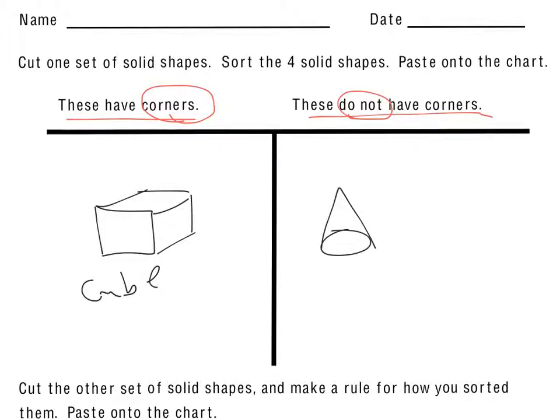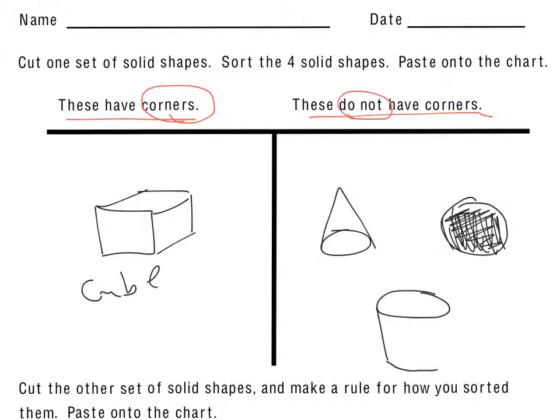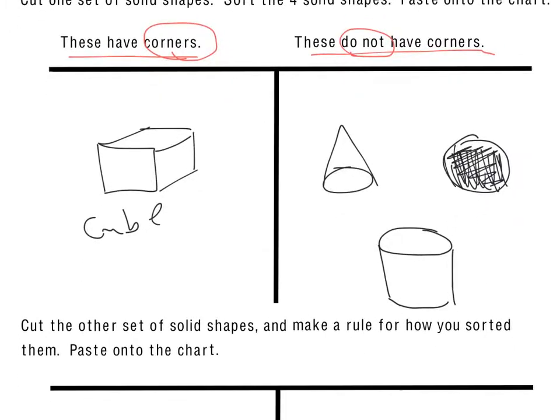My next one is my sphere, and I'm going to kind of shade it to make it look like your sphere because it has shadings on the inside. That one doesn't have any corners either. And then my last one that I have is a cylinder. And it might look like it has corners, but it's really round all the way. I can set it on the ground and roll it. So that's the first part of this, classifying it as they have corners or they do not have corners.